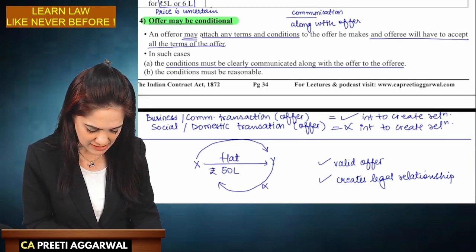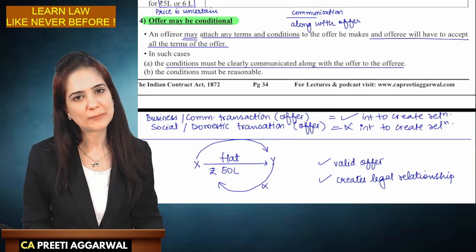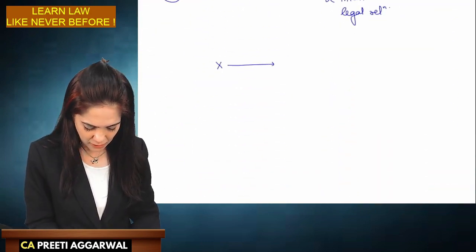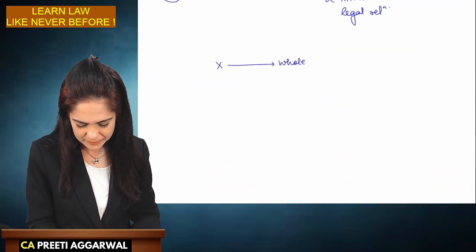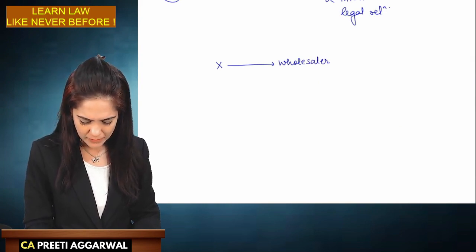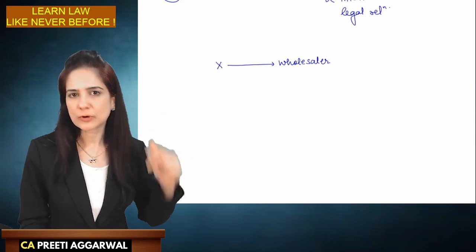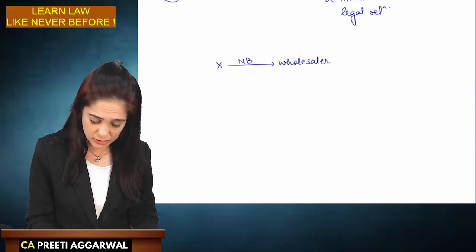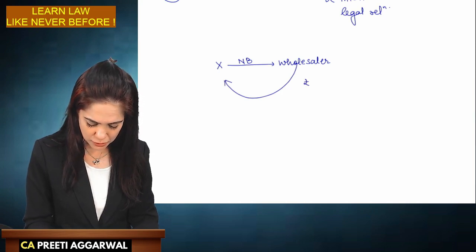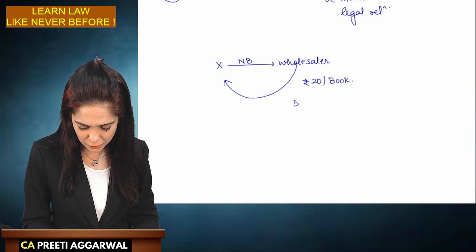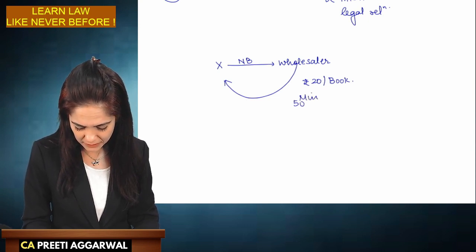Now let us understand this with the help of examples. Let's say that X went to a wholesaler. Have you ever purchased goods from a wholesaler? So he went to buy, let's say, notebooks. Okay, he went to buy notebooks from the wholesaler. Wholesaler said that I will sell the notebooks to you at 20 rupees per book, provided you buy minimum 50 books.